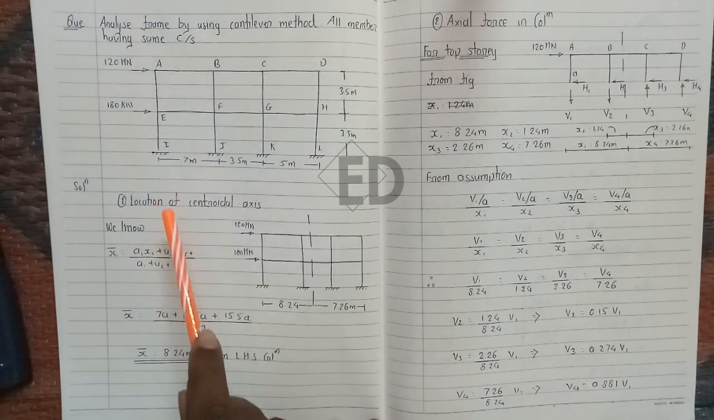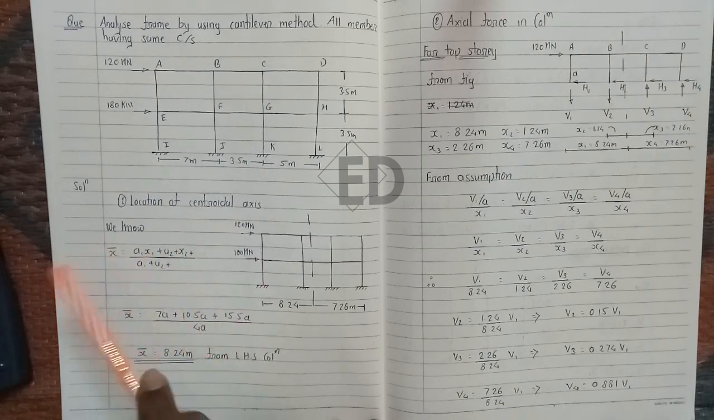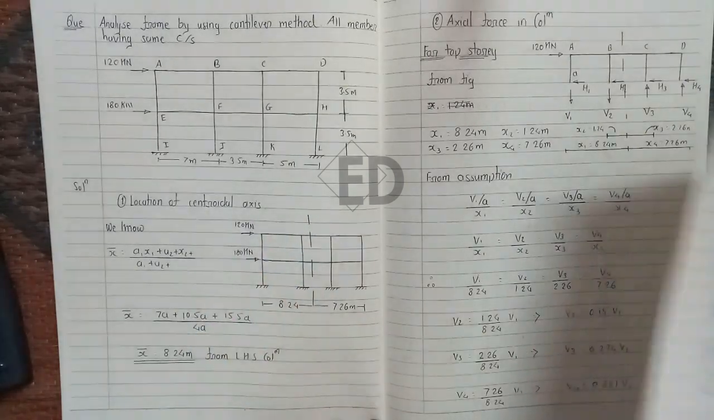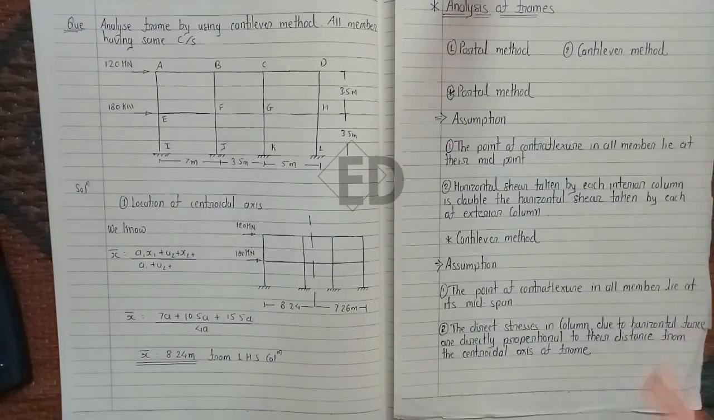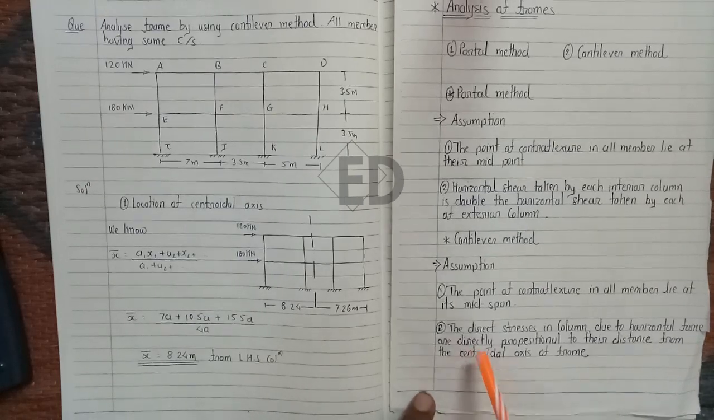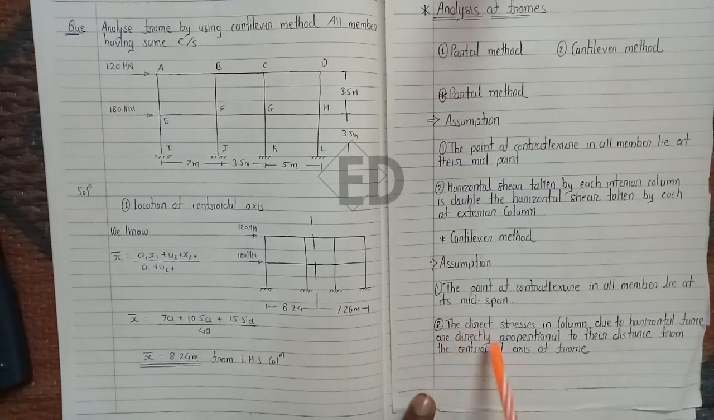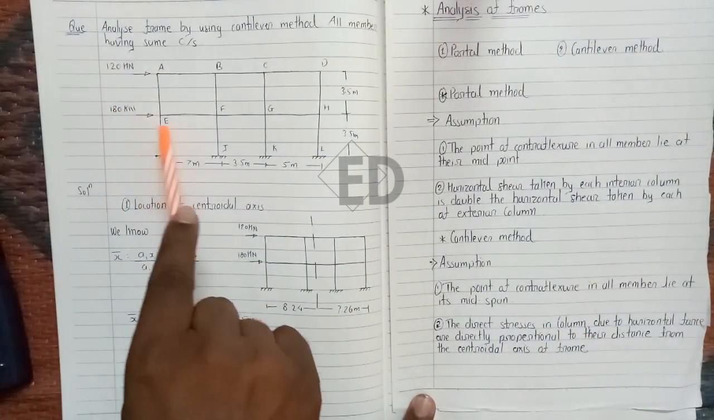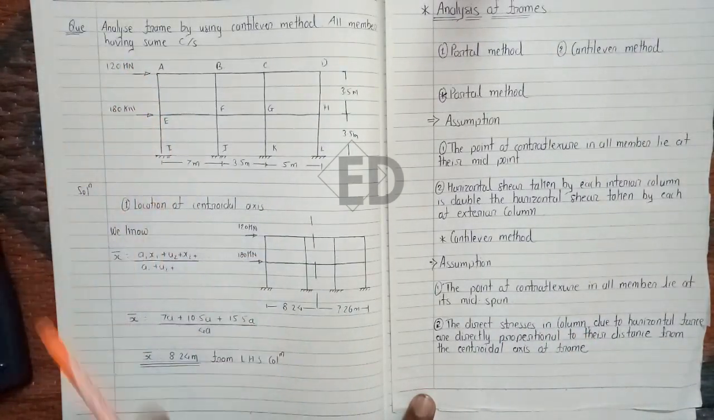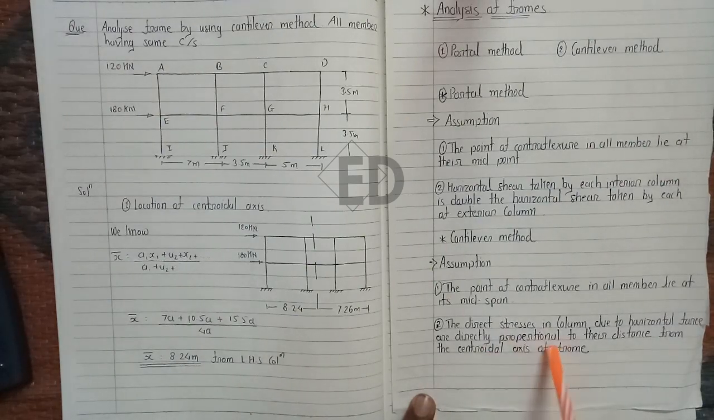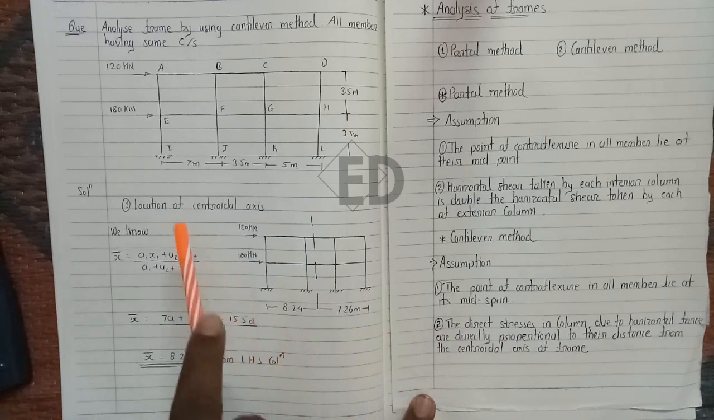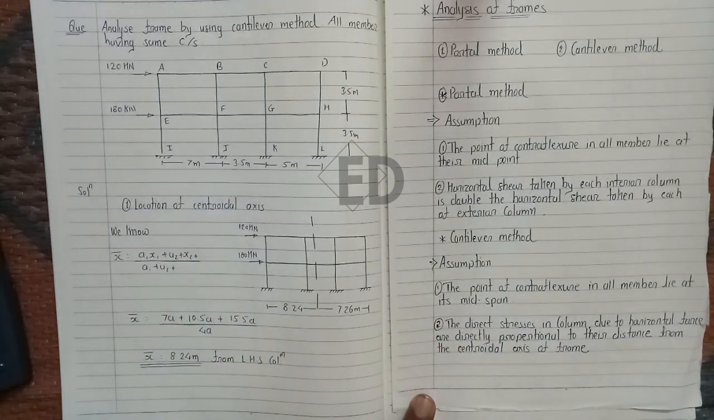We know that by using this formula we are able to calculate the centroidal axis. Why do we have to calculate the centroidal axis? Because of our assumption, which we saw in our last video, the second assumption: direct stresses in the column due to the horizontal forces are directly proportional to their distance from the centroidal axis. Hence we have to find this centroidal axis first. That is our first step.